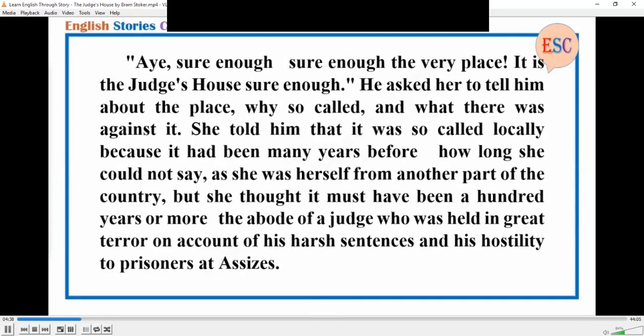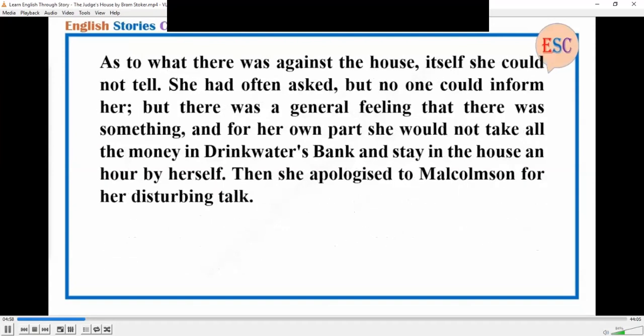He asked her to tell him about the place, why so called, and what there was against it. She told him that it was so called locally because it had been many years before, how long she could not say, as she herself was from another part of the country, but she thought it must have been 100 years or more, the abode of a judge who was held in great terror on account of his harsh sentences and his hostility to prisoners at assizes. As to what there was against the house itself, she could not tell. She had often asked, but no one could inform her. But there was a general feeling that there was something. And for her own part, she would not take all the money in Drinkwater's bank and stay in the house an hour by herself. Then she apologized to Malcolmson for her disturbing talk.